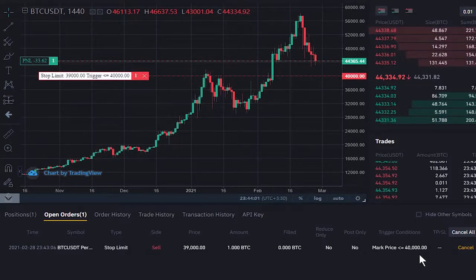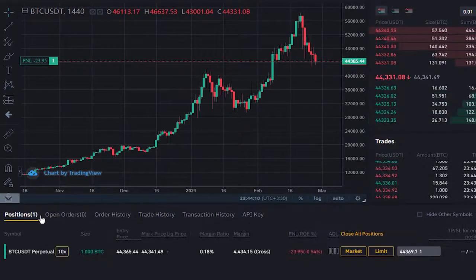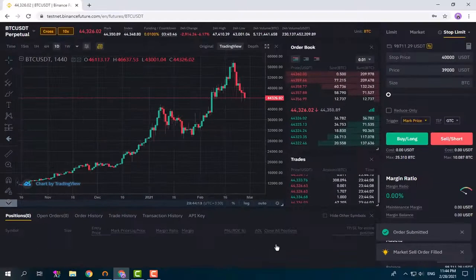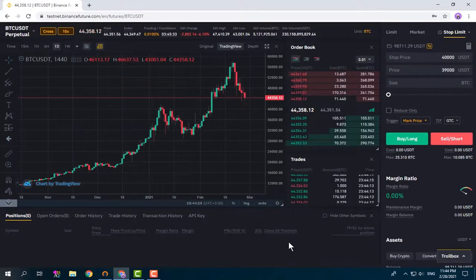Actually, that's why we set the limit price a little lower than the stop price. Let me cancel this and also close this position. And let's place a stop limit buy order.